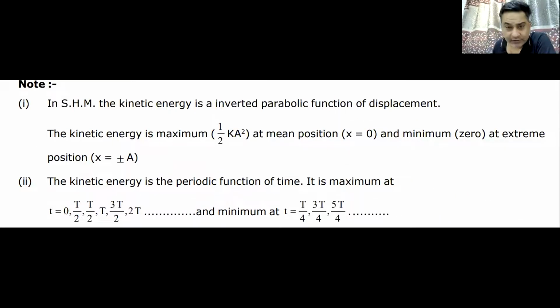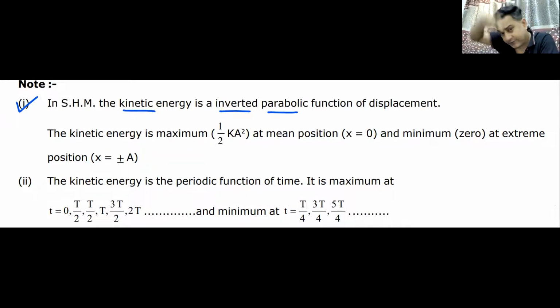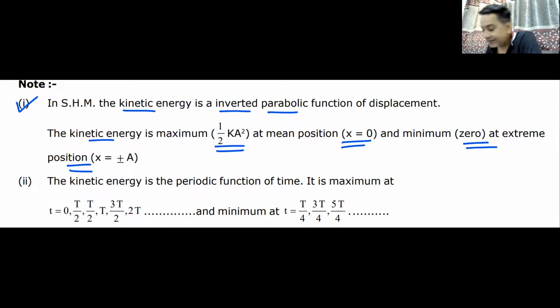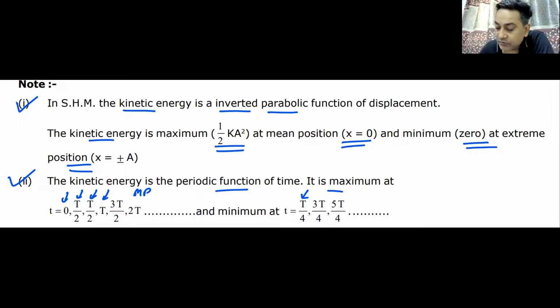Then, the same thing written in the form of notes. In SHM, the kinetic energy graph is an inverted paraboloid. Potential energy was U-shaped; this is inverted U. Kinetic energy is maximum at the mean position, where x is 0, and minimum at the extreme position, where x is equal to plus or minus A. Again, it's a periodic function. It becomes maximum at the mean position and it becomes 0 at the extreme position. Do we understand this? Same thing written in words. I'll give you a minute to note it down.